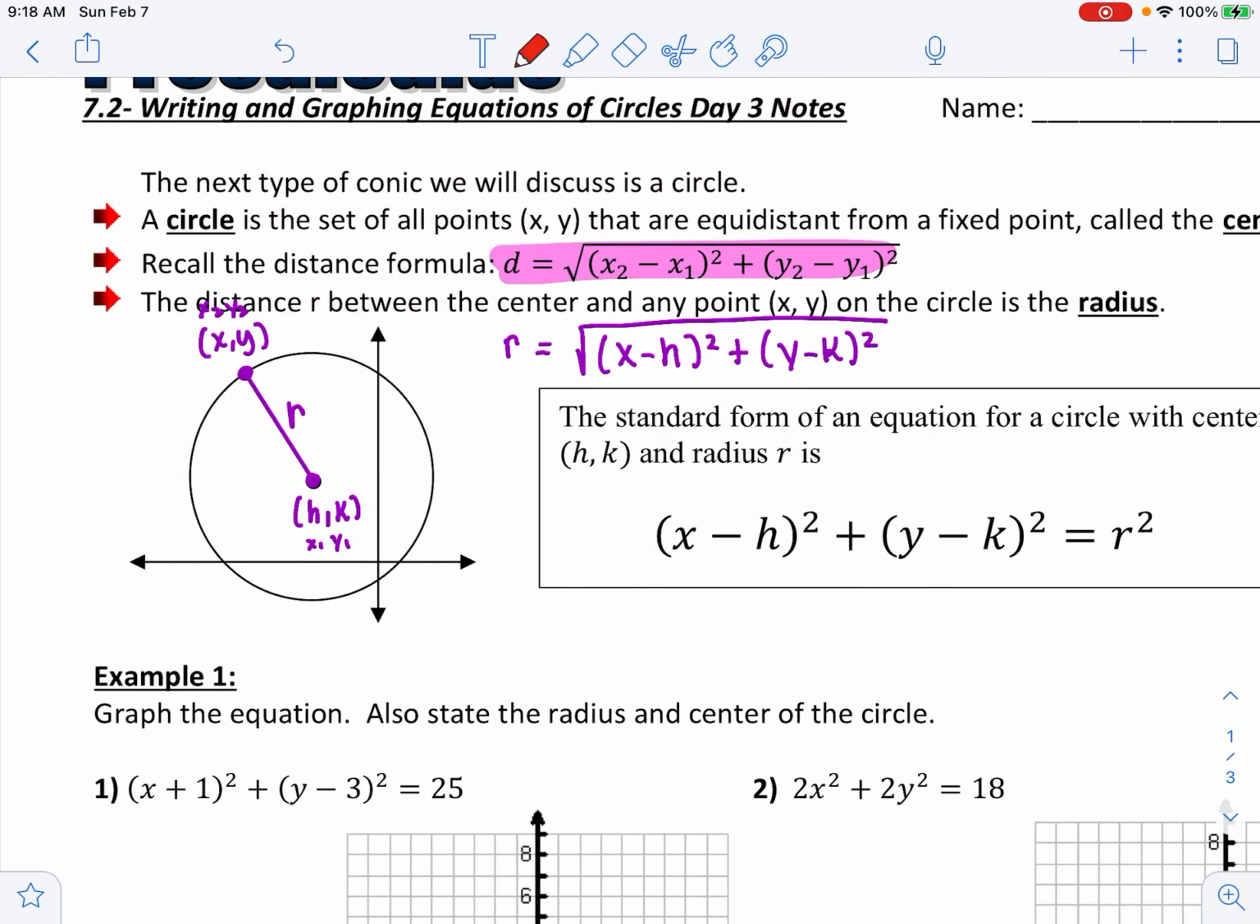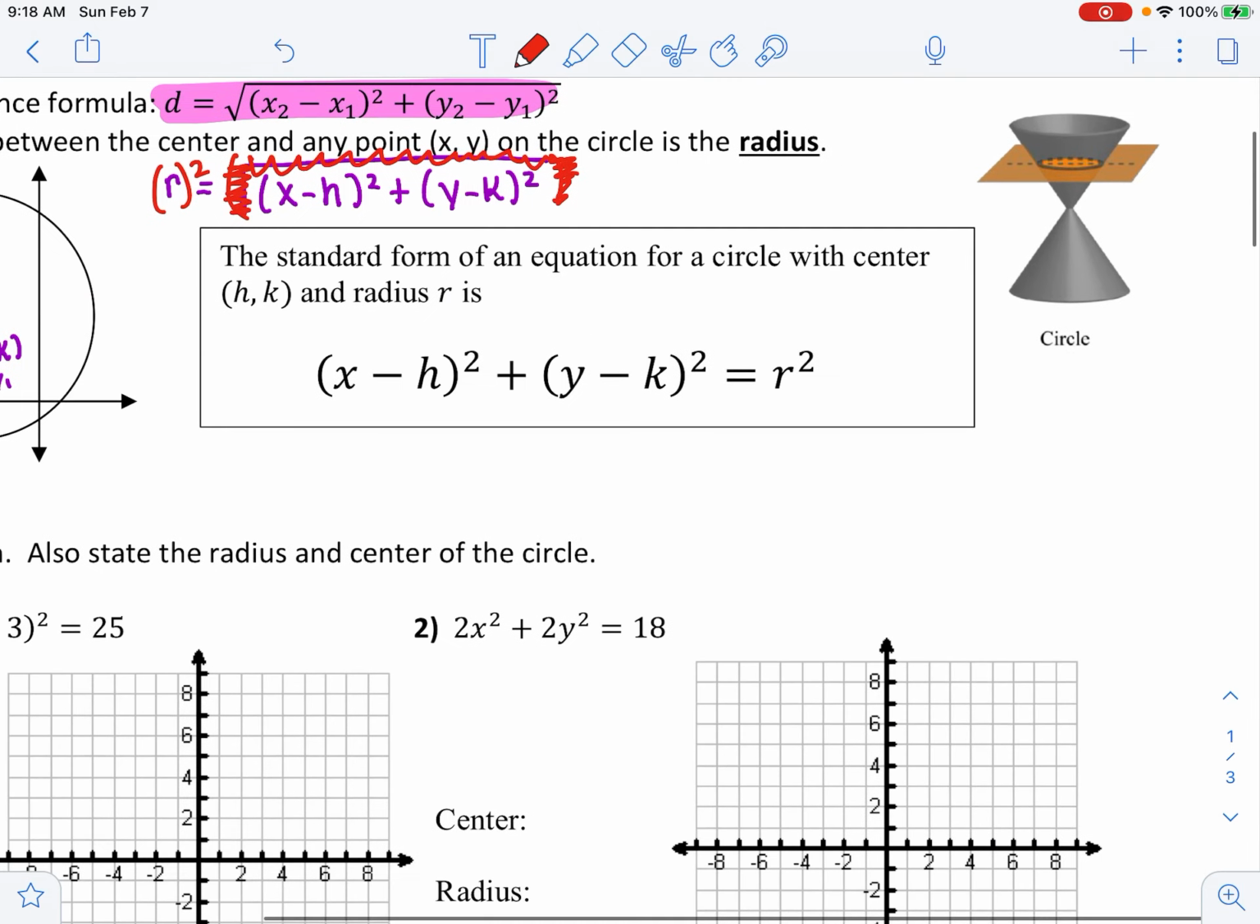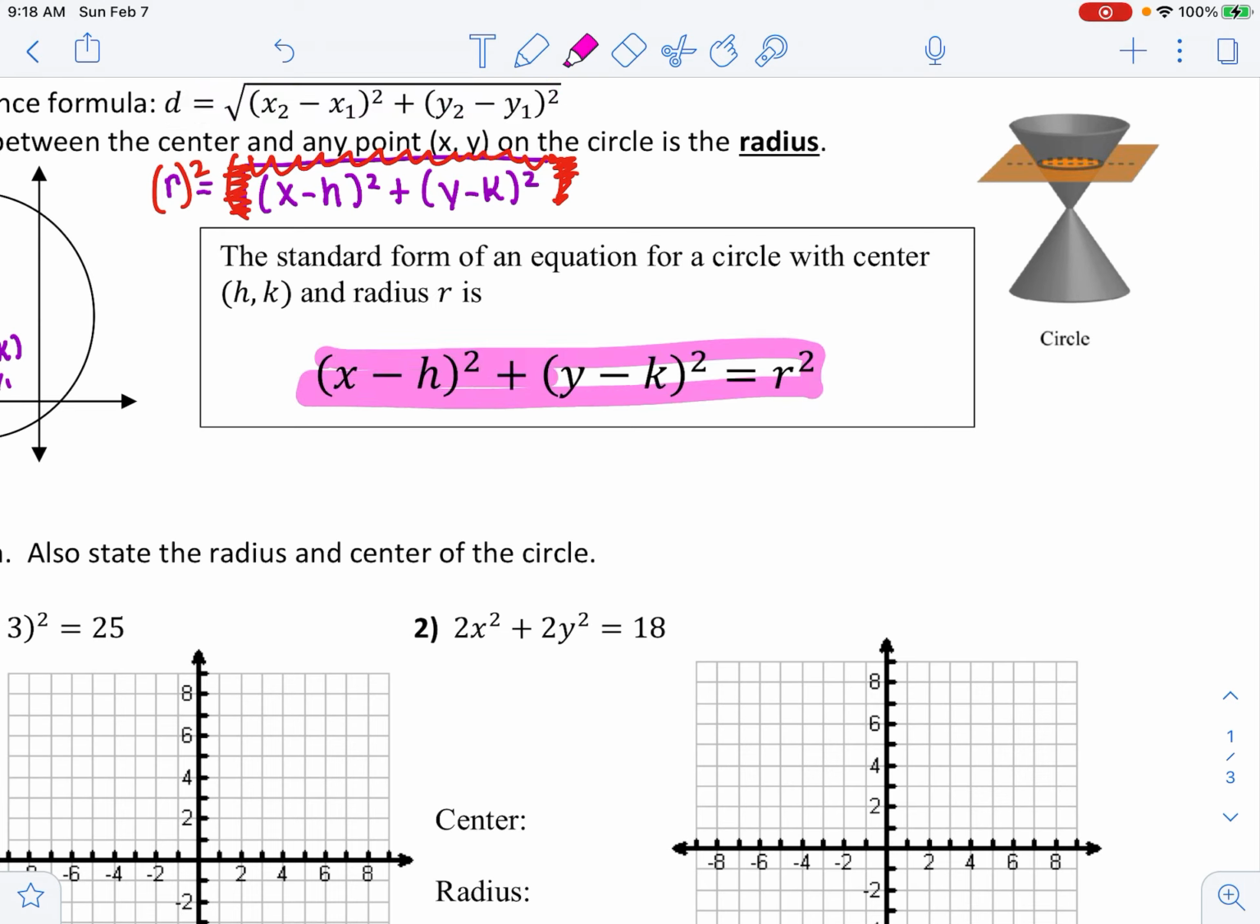Now, if I said, okay, I want you to get rid of that square root, you could square this side, but then you would have to square the other side. The square would cancel out the square root, and you would just have x minus h squared plus y minus k squared equals r squared. And that is the formula for a circle.